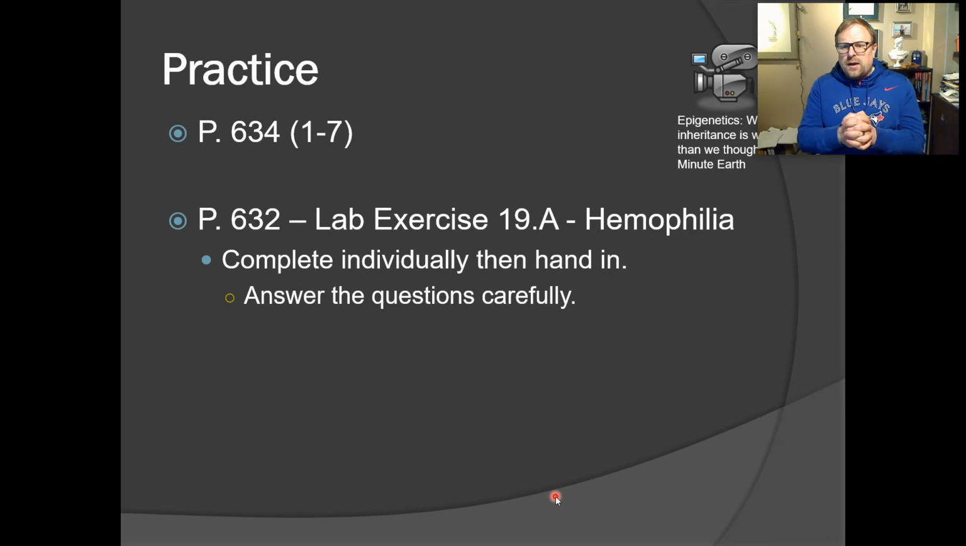So at this point, I'm going to ask you guys, you can pause and do these questions on page 634. I would encourage you also to have a look at the hemophilia information on page 632 and maybe just read through it. There's a nice big pedigree on there that might be worthwhile having a look at if you're not comfortable with hemophilia stuff, and if you're not comfortable with pedigrees.